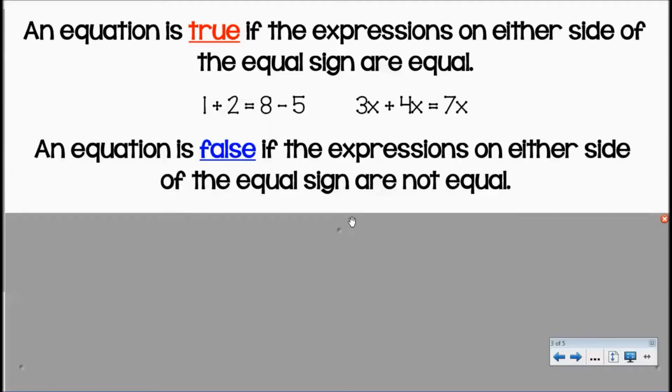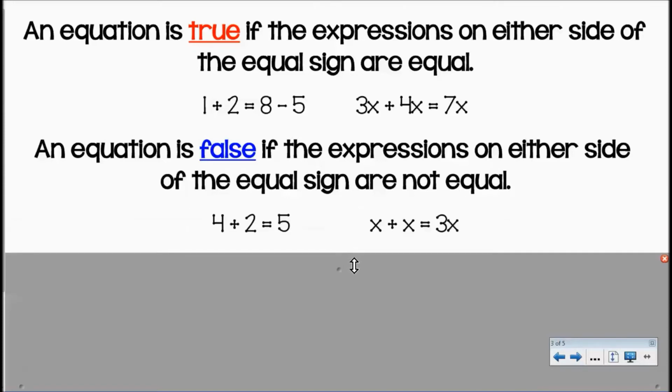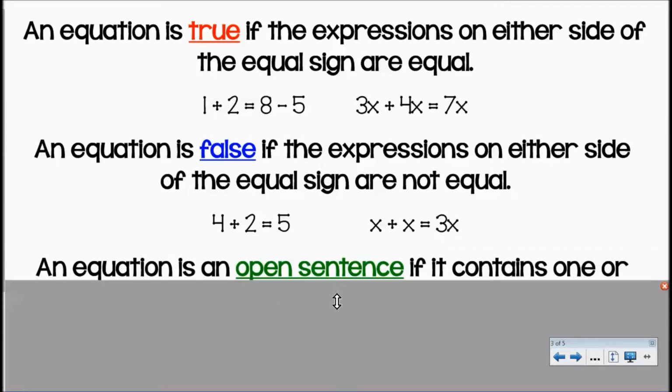An equation is false if the expressions on either side of the equal sign are not equal. So it's not a true statement. It is false. 4 plus 2 does not equal 5 because 4 plus 2 equals 6. 6 does not equal 5. x plus x does not equal 3x. So these are false statements.